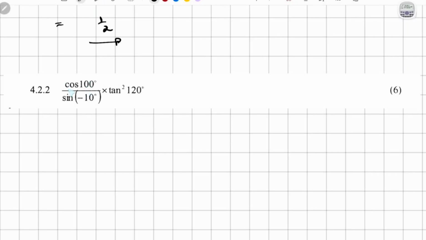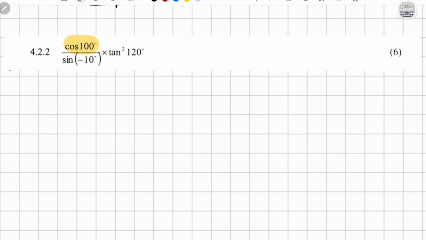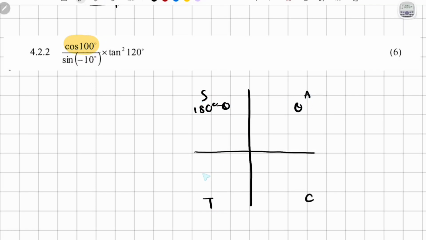Well, we can reduce cos of 100 degrees because it is an obtuse angle. It's not acute. But if you think about your CAST diagram, right? Your reduction diagram. So we have CAST, cos, and then we have theta here. We have 180 minus theta. We have 180 plus theta and 360 minus theta.